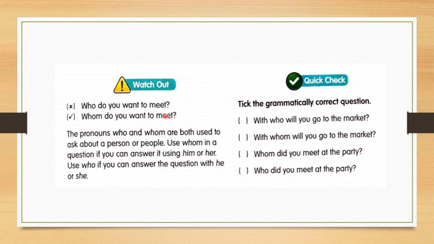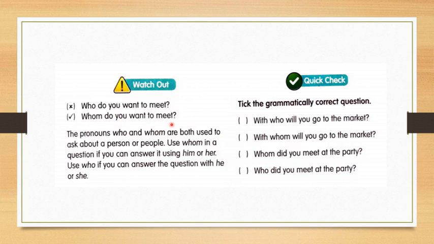Watch out. Who do you want to meet? No. Whom do you want to meet? Who do you is wrong. Whom do you, this is the correct pronoun. The pronouns who and whom are both used to ask about a person or people. Use whom in a question if you can answer it using him or her. Use who if you can answer the question with he or she.